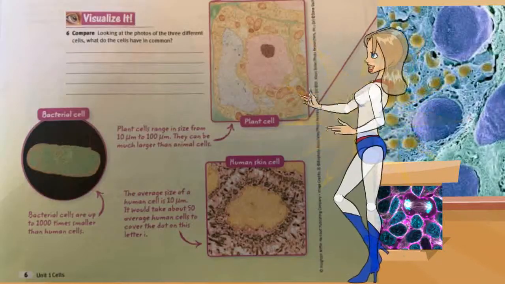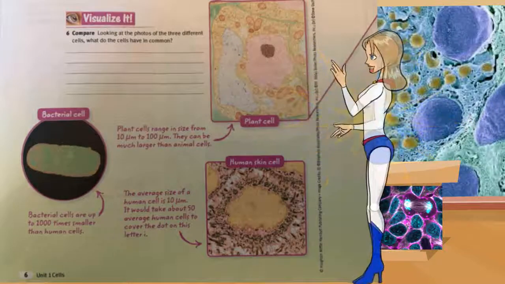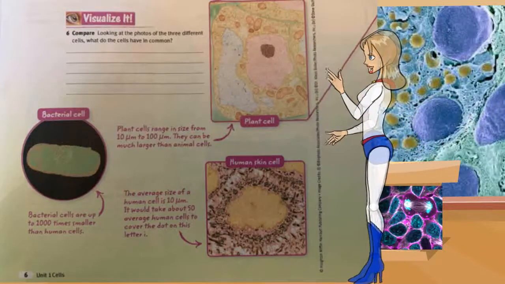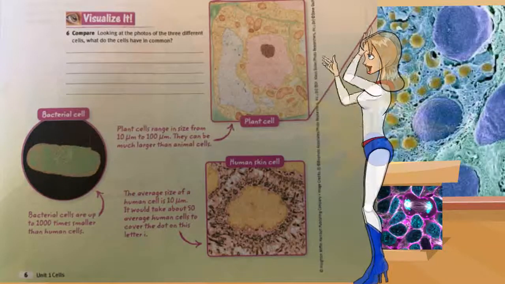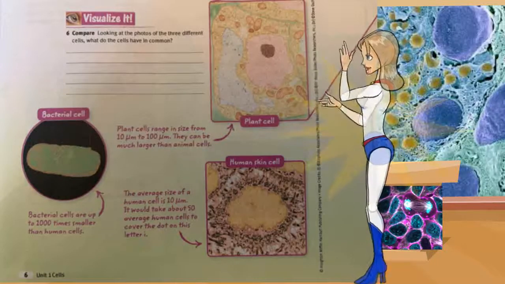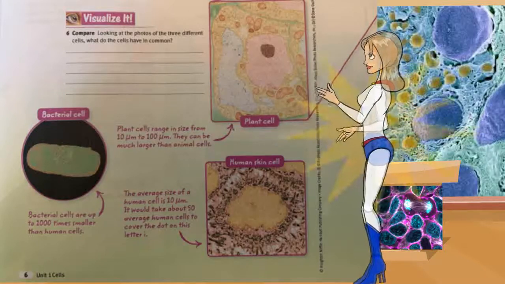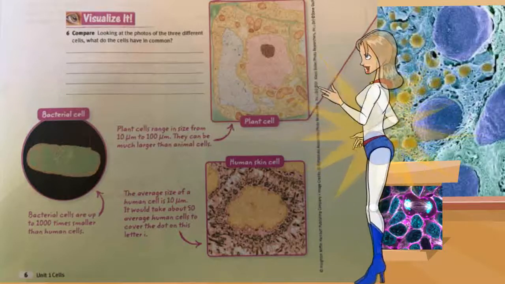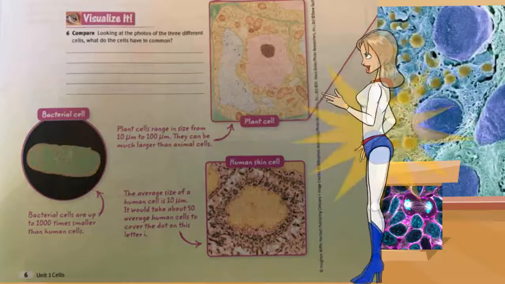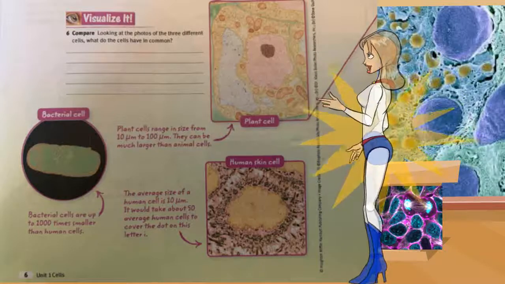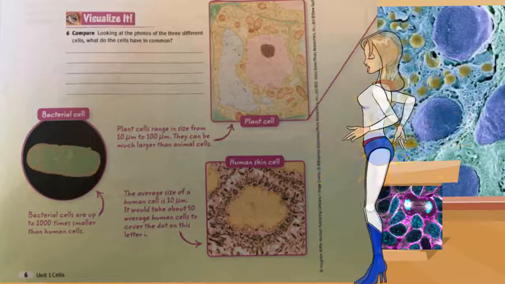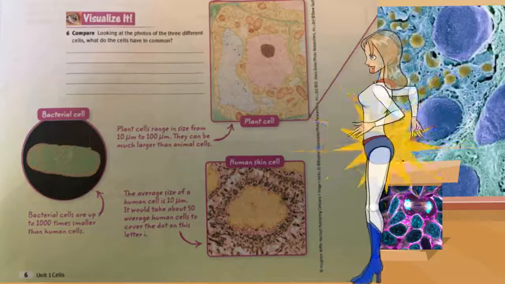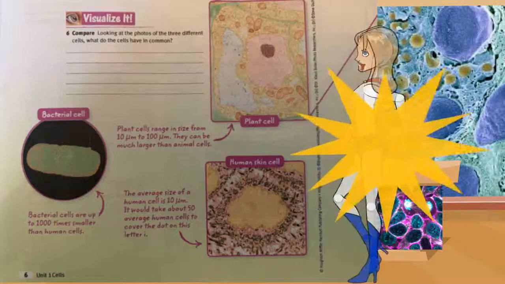Now we're going to visualize it. Compare these 3 different cells: bacterial, skin, and plant cells. What do they all have in common? Here are some things you might consider. What size are they? Are they microscopic? Can you see them with the naked eye? Is there a cell membrane around them? Are there parts inside of the cell? Write your answer.